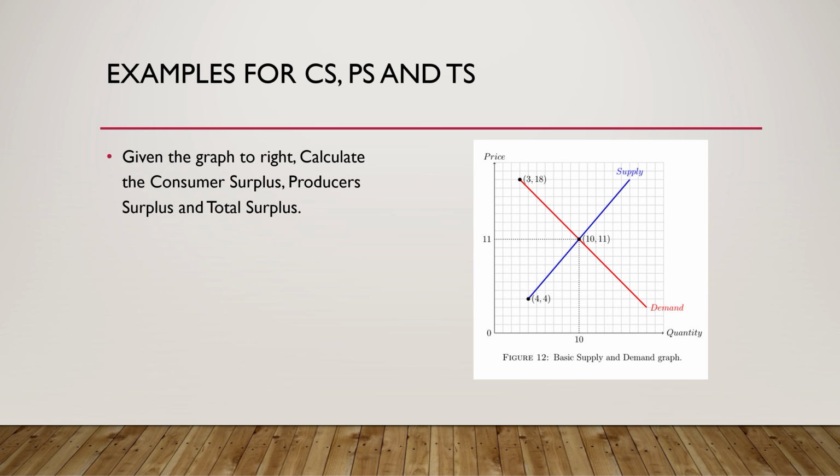Let's move on to an example for consumer surplus, producer surplus, and total surplus. Given the graph to the right, calculate the consumer surplus, producer surplus, and total surplus. This graph is loaded with new information, including the coordinates for where the graphs end. This is very important. However, we could have just counted it regardless. This is where our consumer and producer surplus will be capped, with this area being the consumer surplus and this area being the producer surplus.